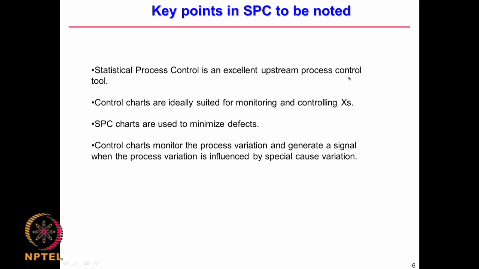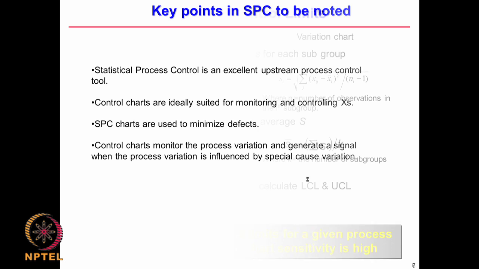So, it is an excellent upstream process control tool. Control charts are ideally suited for monitoring and controlling the inputs. They are used to minimize defects, monitor the process variation and generate a signal when the process variation is influenced by a special cause. Like I said, suddenly the results change dramatically and go to a new set of values. Obviously, there is some special cause variation, it is not a random cause variation. I introduced the terms special and random cause a long time back.